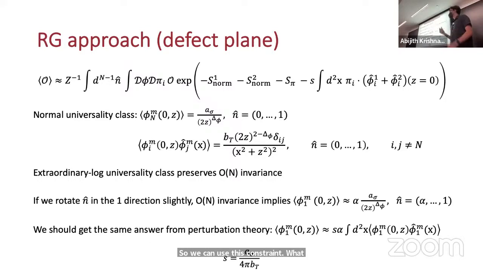If we rotate n hat toward the one direction slightly by some value alpha, we expect by ON invariance that the expectation value of phi 1 also falls off as a power law with amplitude proportional to alpha. And additionally, if we compute this expectation value from perturbation theory with this term in the action, we should get the same answer. And this constrains what S has to be. And we find that S is equal to a sigma over 4 pi BT. The actual value of S is not super important. The important takeaway is that S is constrained by ON invariance.